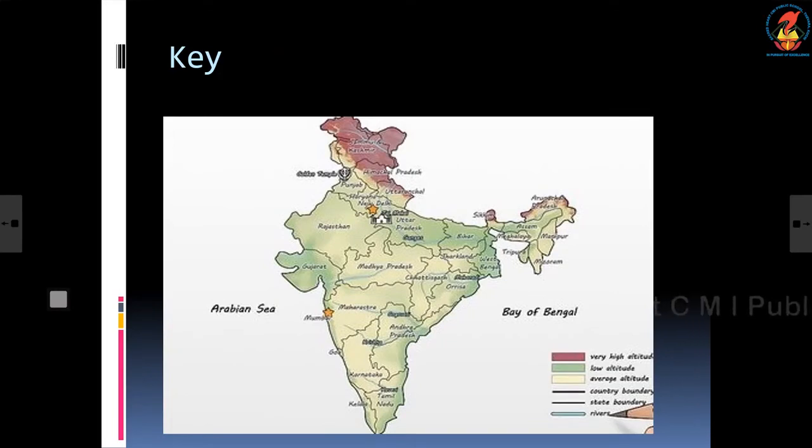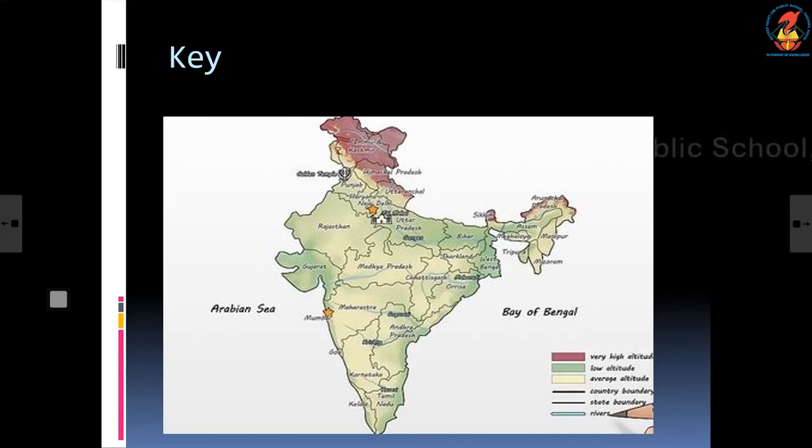And what is green color? Green color means low altitude. And the border line, the thick dash, is given. What is the border line? This is the country border. So what symbols are shown in the map, and which colors are used in the map, everything is described in detail or briefly on a key. That is the importance of a key. So for every map we need a key. Clear, children? So these are the major 5 important features of a map.